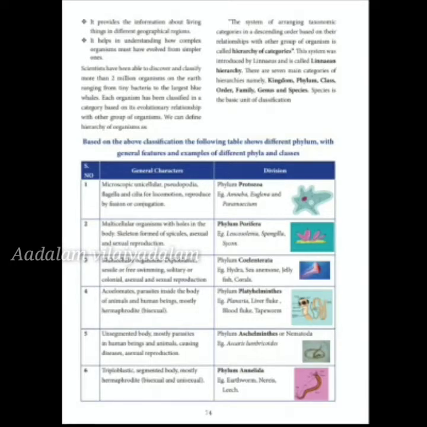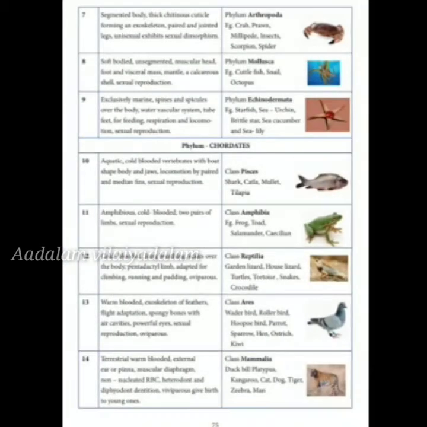You can see the tabular column in this: phylum Protozoa, phylum Porifera, phylum Coelenterata, phylum Platyhelminthes, phylum Aschelminthes or Nematoda, phylum Annelida, then phylum Arthropoda, phylum Mollusca, phylum Echinodermata. These are the phylum Chordata. These are the various phyla. Then they are divided into class Pisces, class Amphibia, class Reptilia, class Aves, class Mammalia.